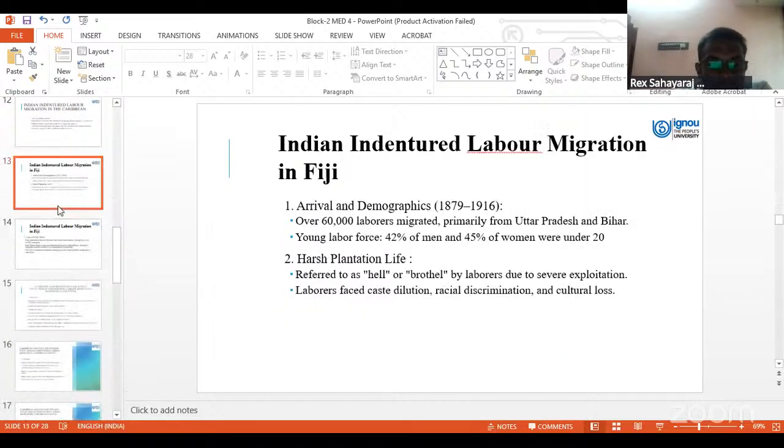And you see Fiji, for example, where the arrival was in 1879. Around 60,000 laborers migrated, primarily from Uttar Pradesh and Bihar, and it was a young labor force, with 40 percent of the men and 40 percent of the women under the age of 20. Imagine. And harsh plantation life, referred to as hell or brothel by laborers, with severe exploitation, happened in Fiji. So laborers faced caste dilution, racial discrimination, and cultural loss, especially in Fiji.